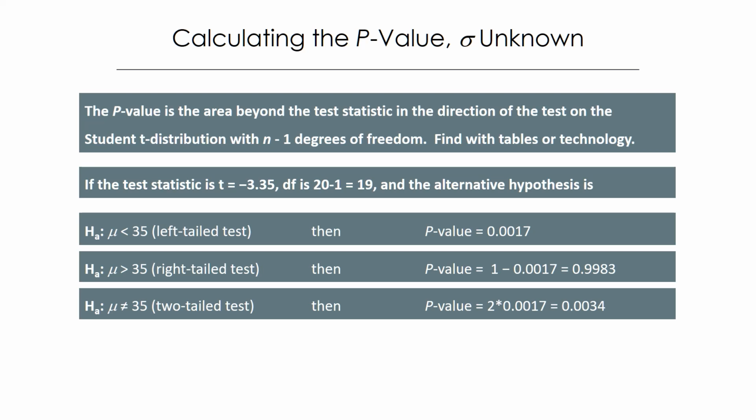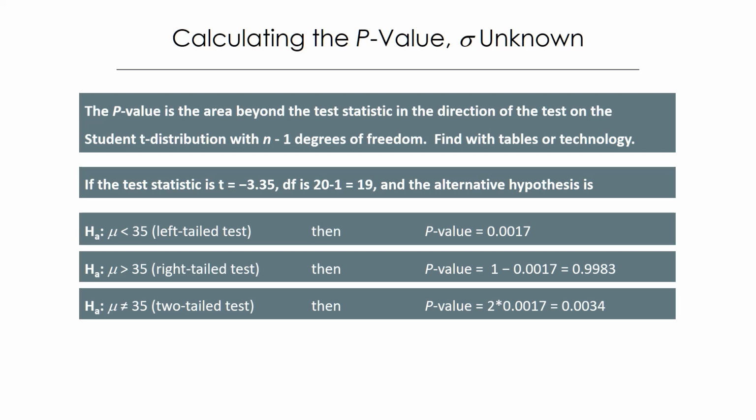And then the p-value is the area to the left of t equal negative 3.35, which is only 0.0017, a very small probability of being that extreme. If the alternative hypothesis is that mu is greater than 35, then the p-value would be the area to the right of the test statistic, which in this case is quite large, 0.9983, the complement of 0.0017.